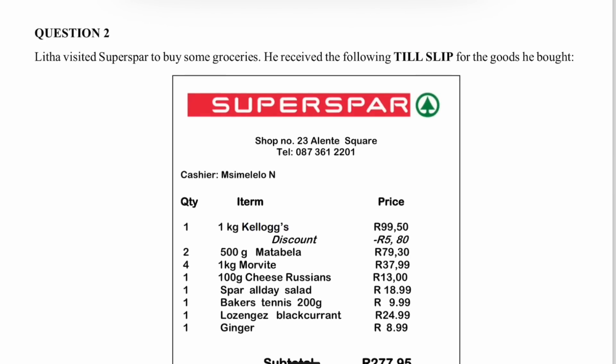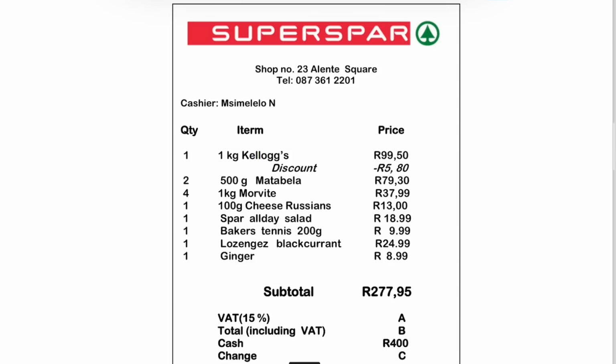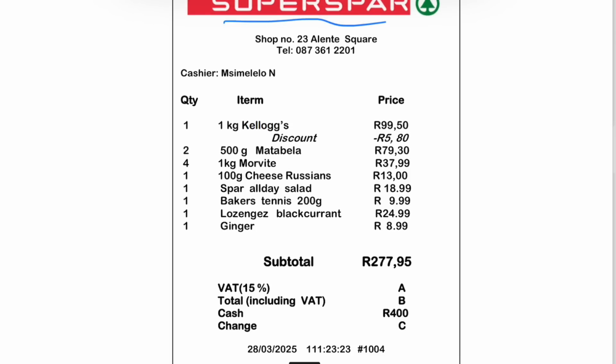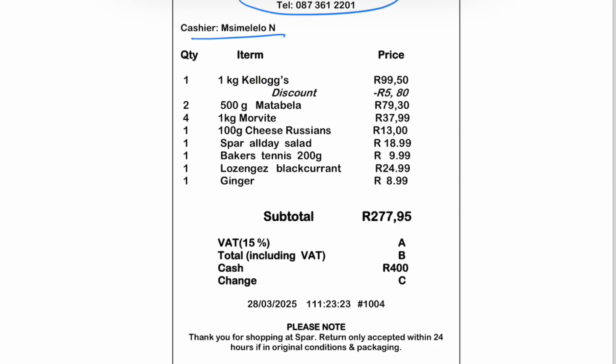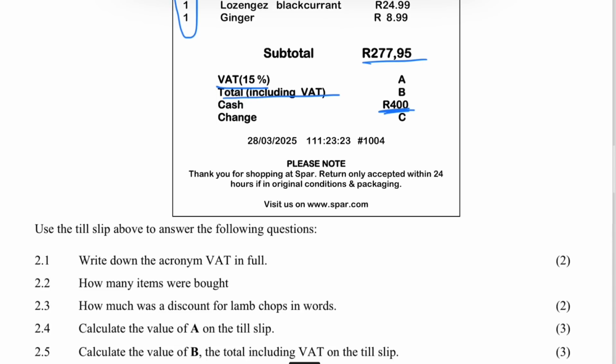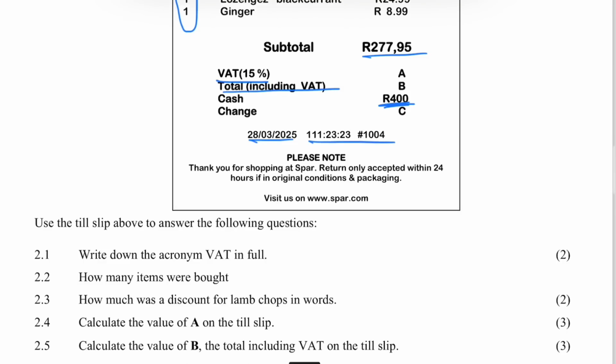Question 2, it's a till slip, guys, from a Super Spar. It says Lita visited Super Spar to buy some groceries. He received the following till slip for the goods he bought, which is the items that he bought. There's an address and a telephone number and the name of the cashier and the list of the items that he purchased and the number of them. That is important. And there is a discount there, guys. And this is the total, and there's the VAT 15%, and it's a total that includes the VAT, the money that he used to pay. It's cash, and it's 400 rands, and the date and time. This is what you need to look for, right?